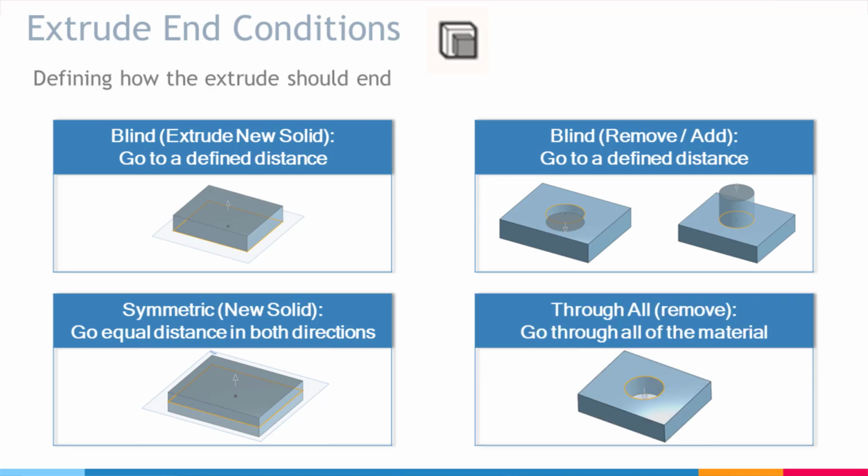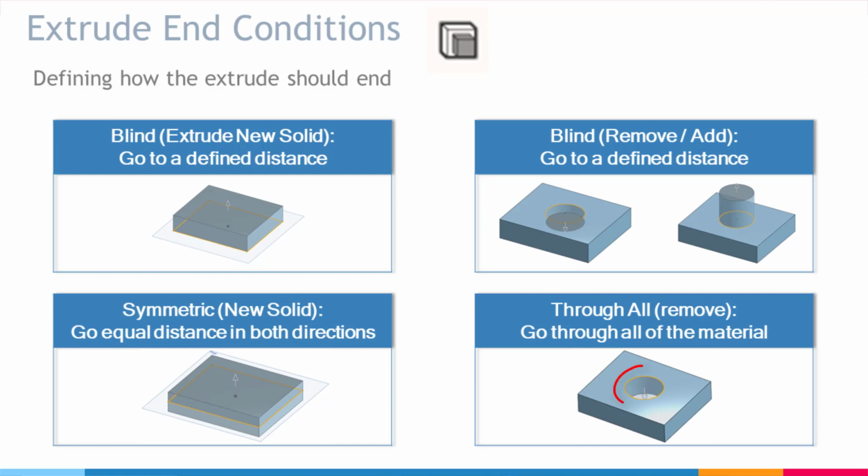And then there's the through all end type, and that means that the extrusion should go through all of the material. So instead of specifying a distance for the extrusion to go to, you are just saying go through everything. Now, obviously, you can't create an infinite mass, so you can't use through all for creating a new solid or adding material to a solid. You can only use the through all end type for removing material. So it's basically remove all material on the profile of this sketch.